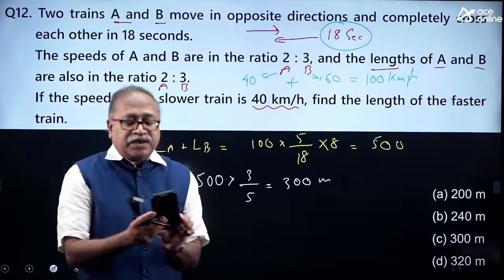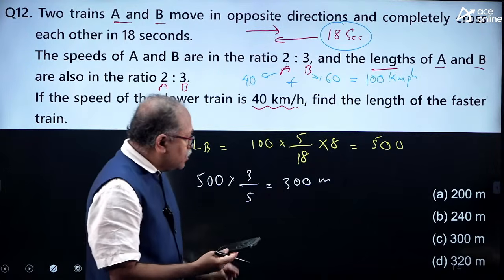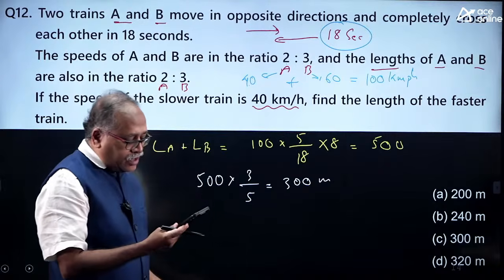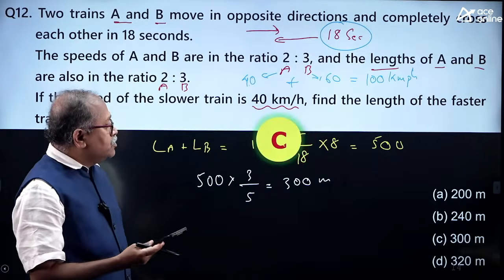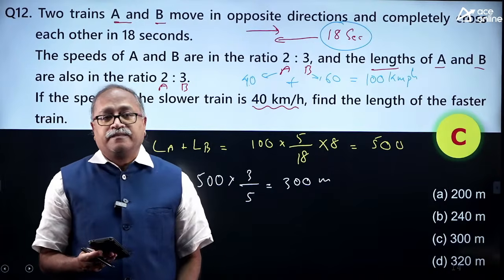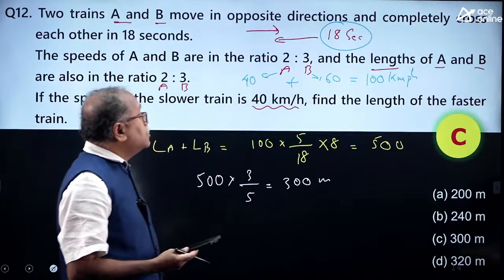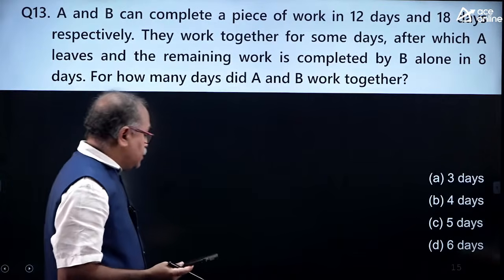Do you agree, my friends? Option C. Oh wow, that's right, Shadow. You responded and you are very active on the board. Option C. I am moving on to the next question, and the next question on the board is this.